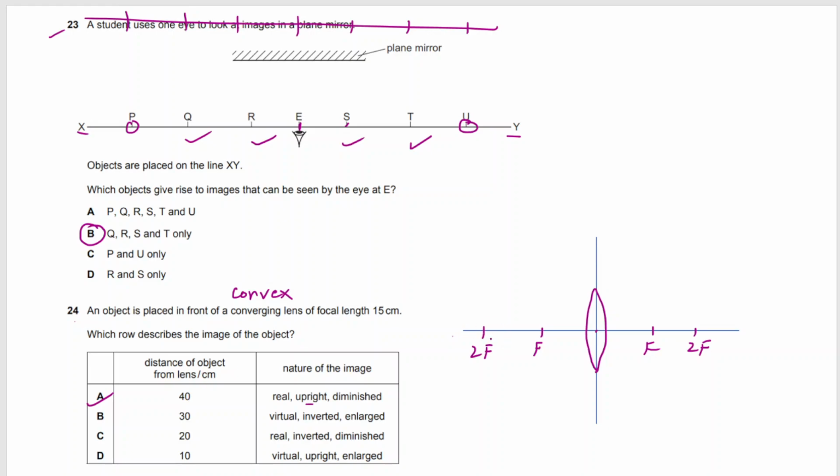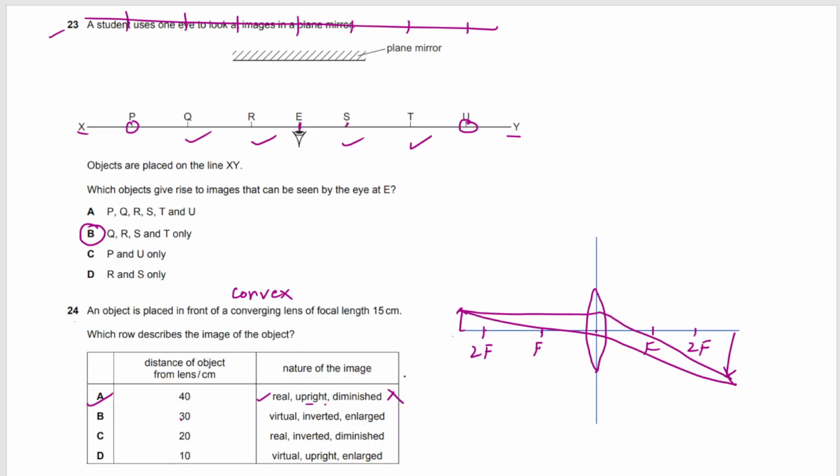That means more than 2F, because F is 15 and 2F is 30. So the object is somewhere here. One ray passes through the focal point and the other ray passes directly through the optical center. So if we see the image, this is the image. The image is real, yes. Is it upright? No, it is inverted. So this cannot be the option.